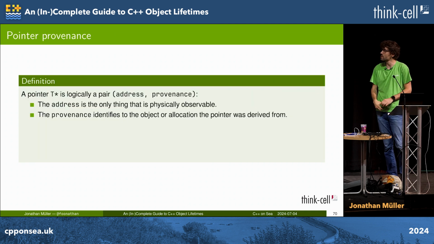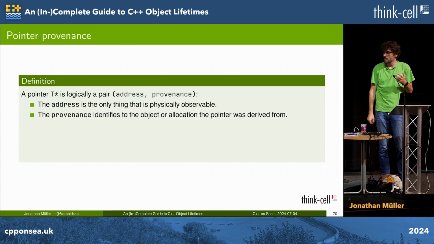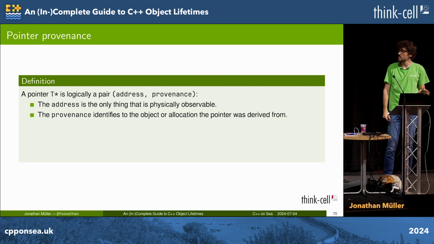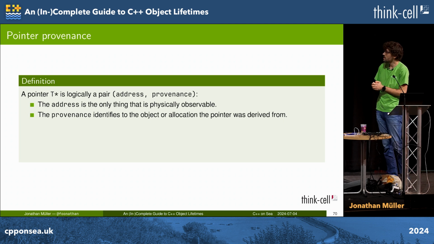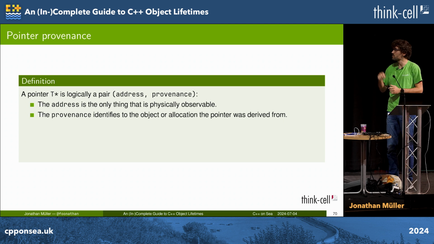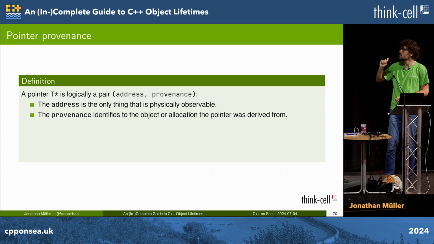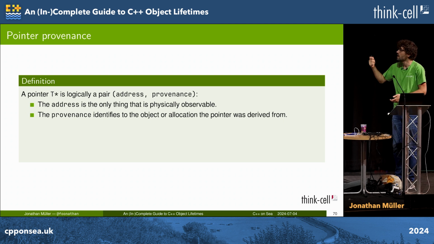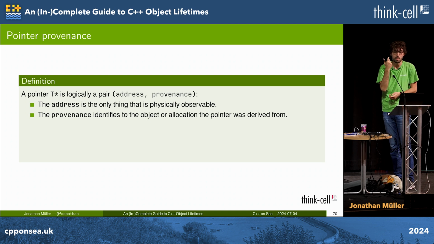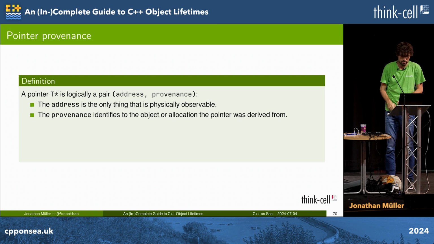And this is because of something called provenance. Provenance isn't a term in the C++ standard, it's a term optimizers use. The C++ standard uses the concept of safely derived pointer values, which is a bit more confusing. Provenance is a simpler mental model for this. So a pointer is logically, on the abstract machine, a pair of address and provenance. The address is the only thing that's physically observable. That's the thing the CPU cares about. That's the one that's being compared when you do memcmp or equals. And then the provenance is sort of a history of where the object came from. So it identifies the object or location the pointer was derived from.